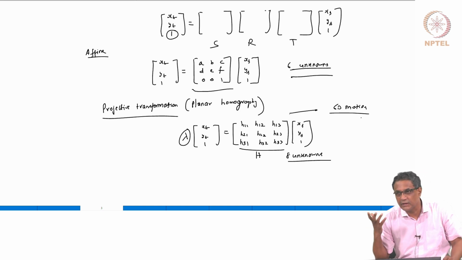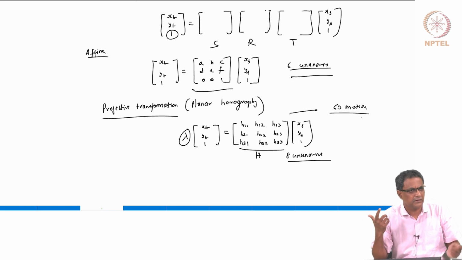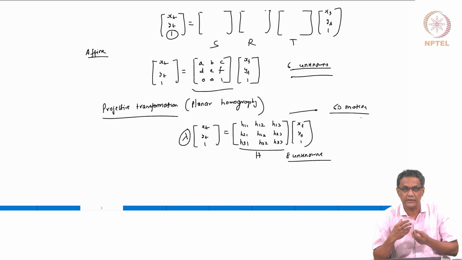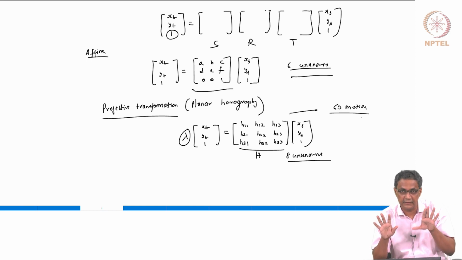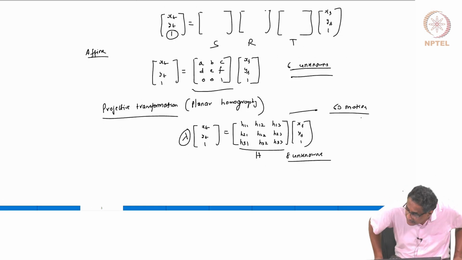Because eventually what do you want? You want to be able to relate images. You may not even be interested in the camera motion. Most of the time you may not be interested in what the camera motion is. For example, when you stitch images, would you be very interested in knowing what motion the camera went through? You will be only interested in aligning the images. This homography, yeah.